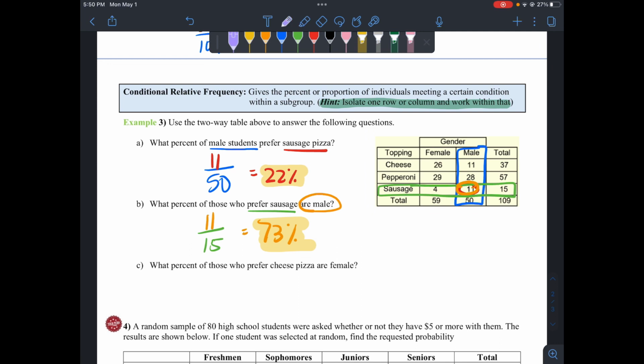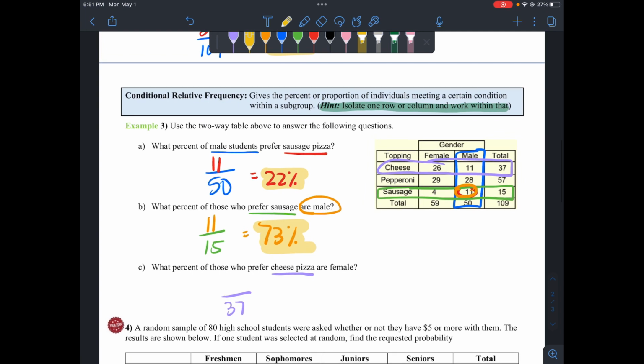And question C, we want to know what percent of those who prefer cheese pizza. So what percent of those who prefer cheese pizza, that's 37. We want to know how many of those are female. So how many of those are female? That's 26. So again, if I divide, I would get 70%.